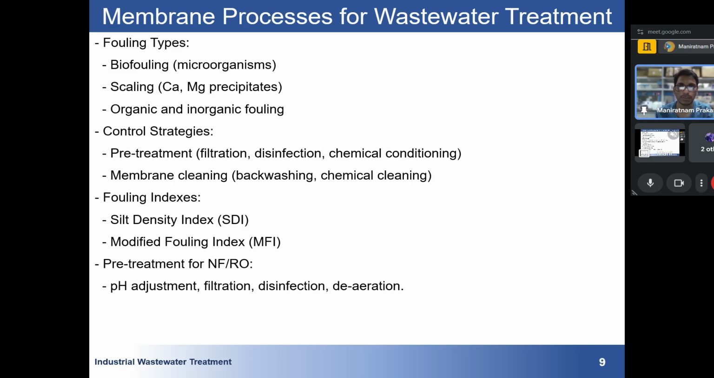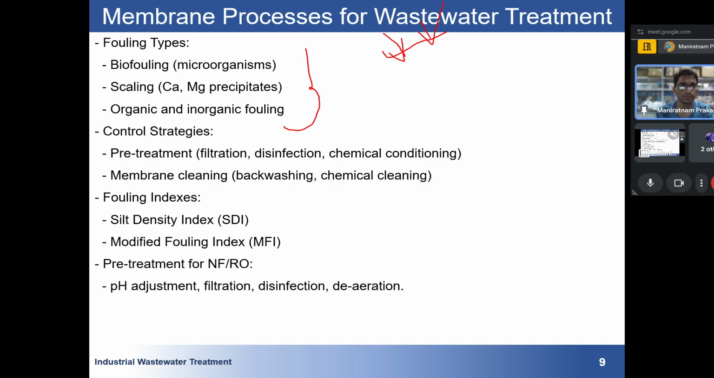One of the major problems of membranes is fouling. Suppose you are continuously using a membrane. Some kind of chemical will start depositing, and some biological things may also start to attach to it. So there will be a kind of fouling.